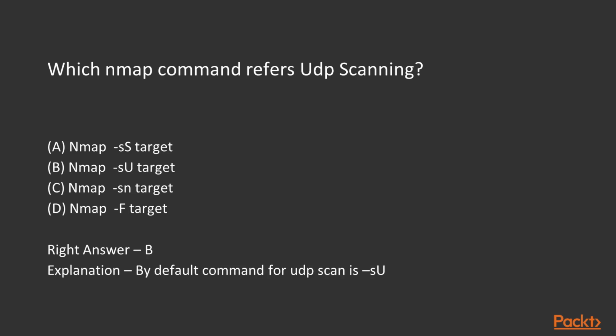Okay. Which Nmap command uses UDP scanning? So now it's kind of pattern, right? So UDP means maybe it is using U inside the command. So I think the B is our right answer. Nmap -sU space target. So B is the right answer. By default command for UDP is -sU.